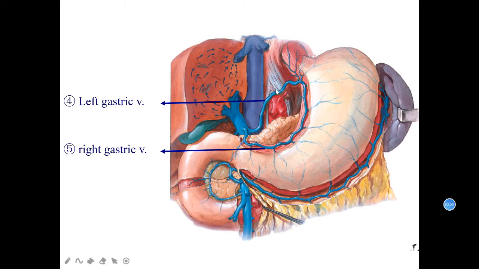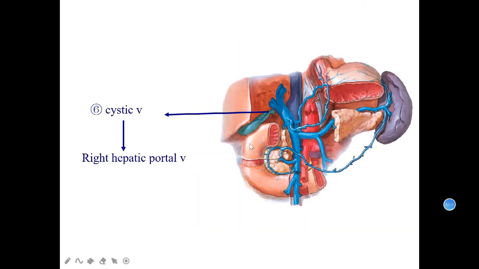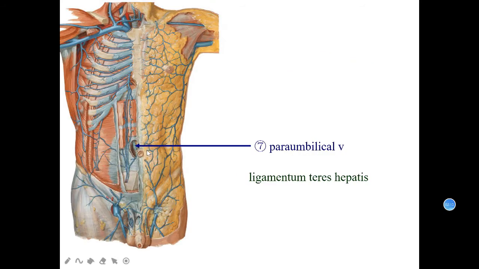The fourth is left gastric vein. The fifth is right gastric vein. The sixth is cystic vein. The seventh is periumbilical vein.